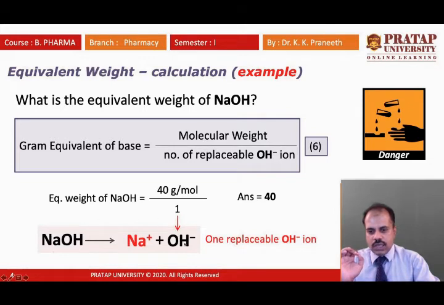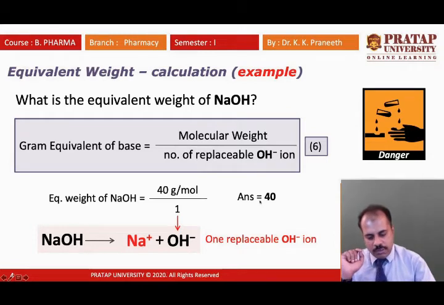See this reaction: sodium hydroxide produces one sodium ion and one hydroxide ion, one OH minus ion and one Na+ ion. Because of this one replaceable OH ion, the number of replaceable OH ions is 1, so the equivalent weight is 40.